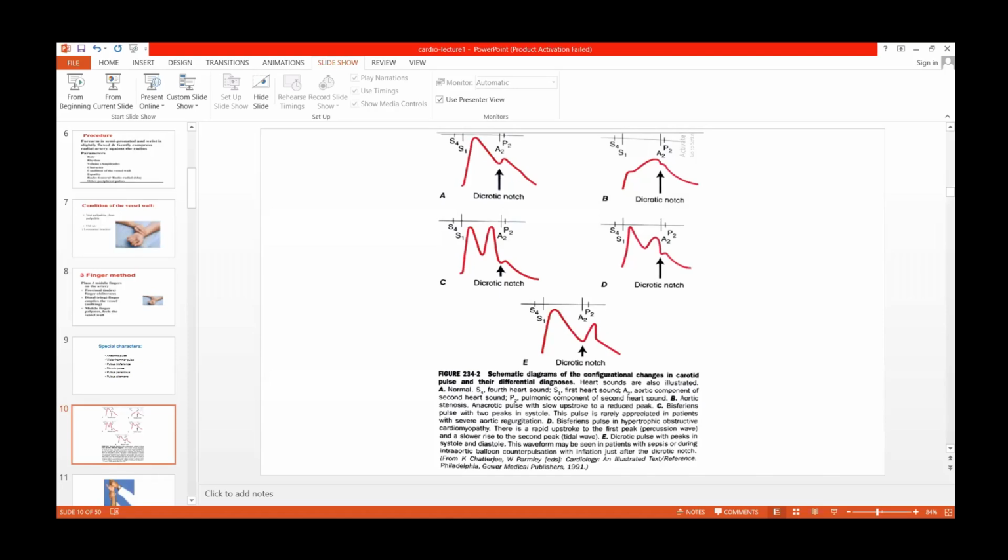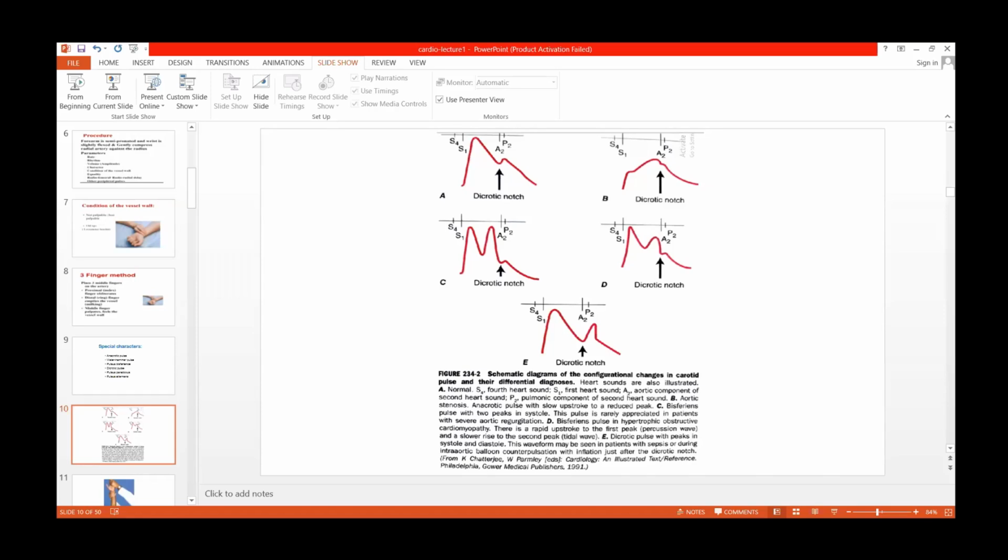Now, B is the anacrotic pulse. Anacrotic pulse is mainly a slow rising pulse, and this pulse is mainly seen in aortic stenosis. Number 3 is the bisferiens pulse. Bisferiens pulse is the double peaking pulse, and both the peaks should be in systole.